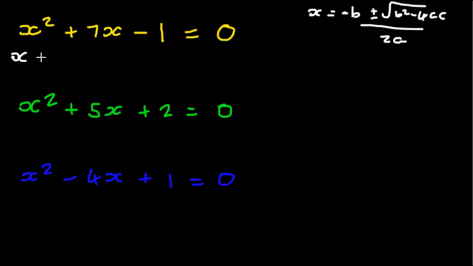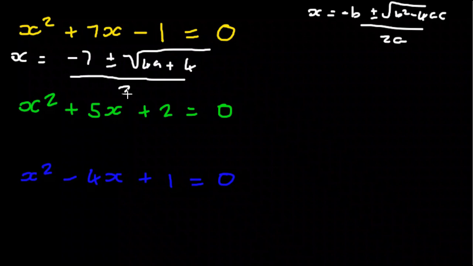So here x is equal to minus 7 plus or minus the square root of b squared, 7 squared is 49, and then minus 4ac. Well, a is 1 and c is negative 1, so this actually becomes a plus 4, and all this is over 2. That is equal to minus 7 over 2 plus or minus the square root of 53 over 2. You can take the half out if you want, but I'm just going to leave it as it is.